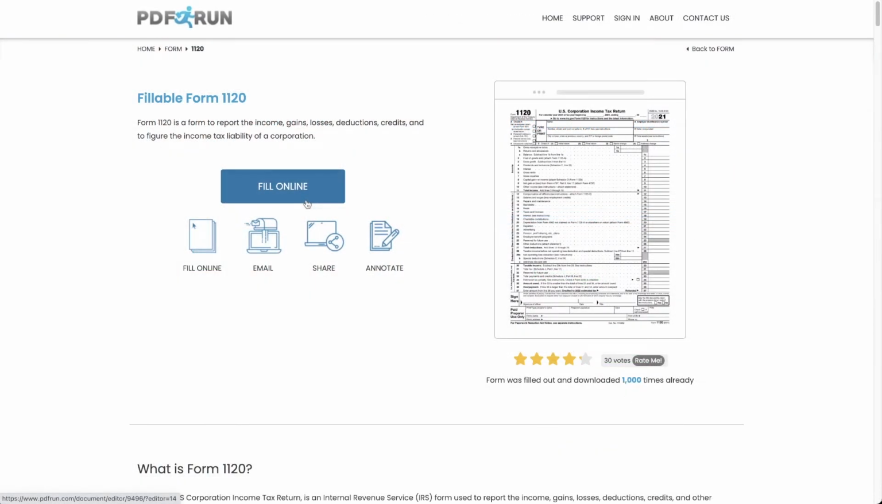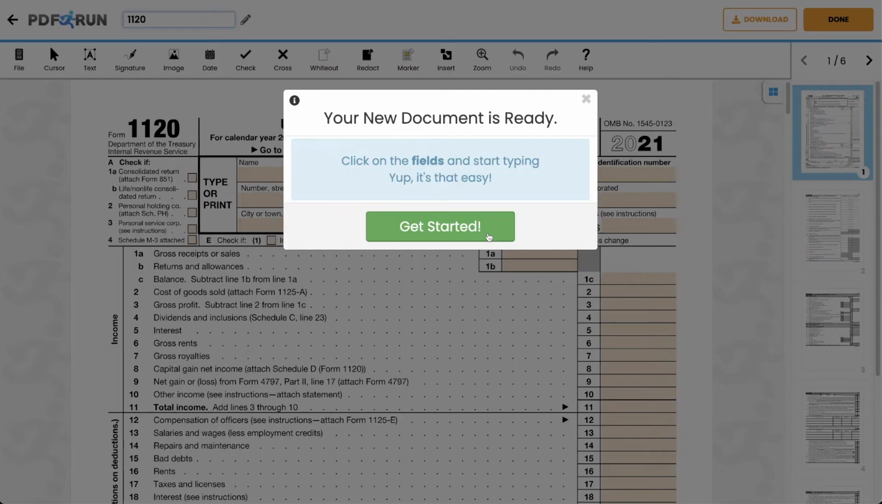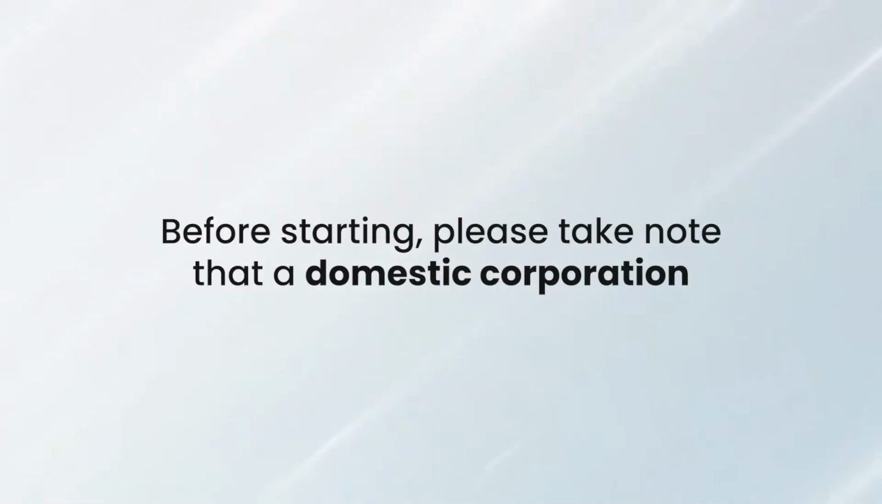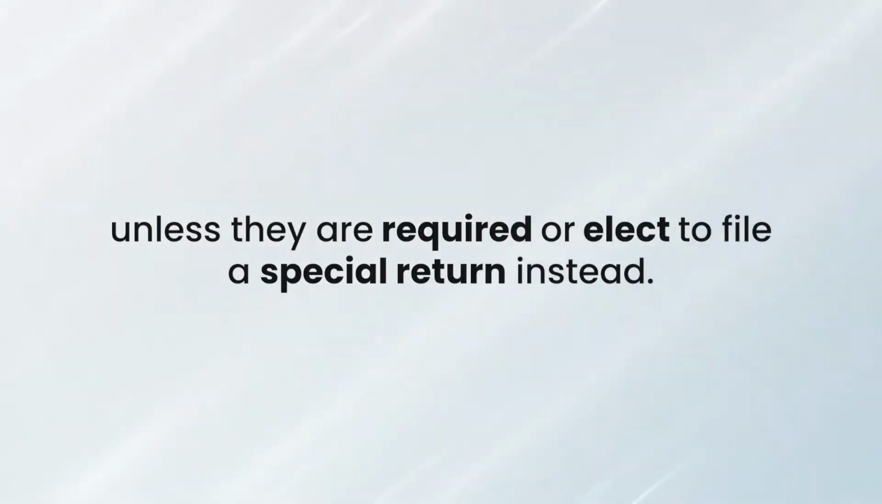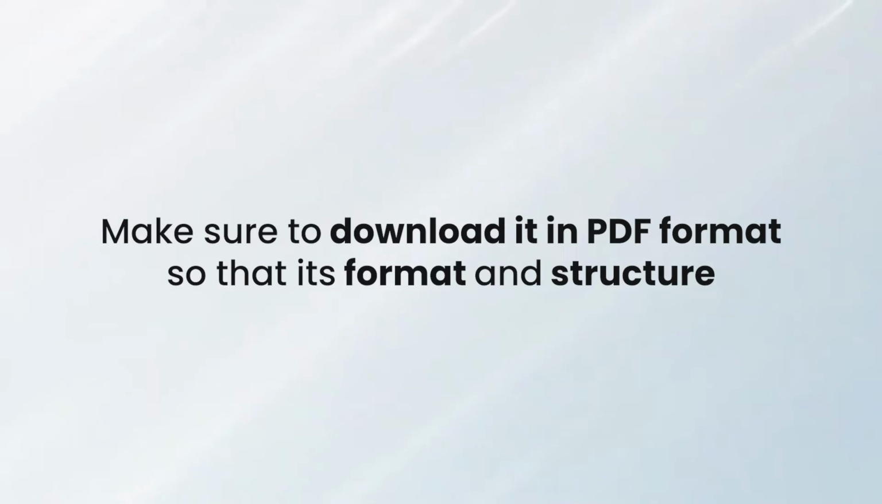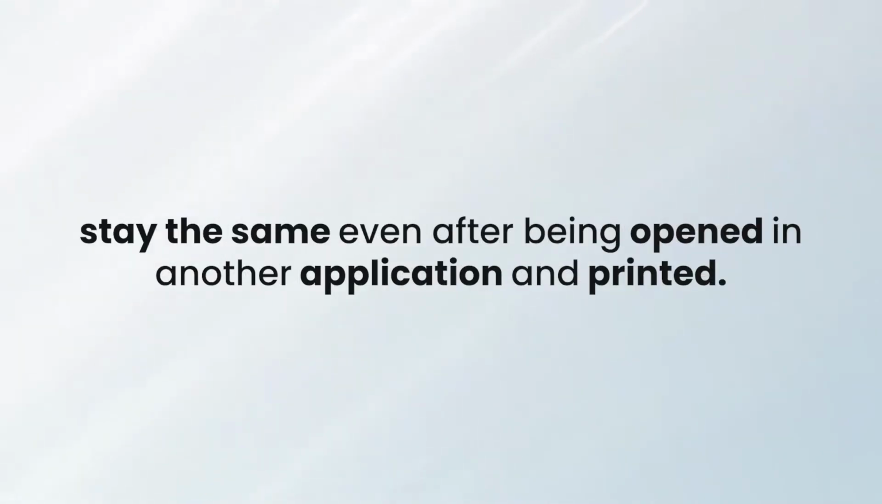Moving forward, to begin filling out this document, click on the Fill Online button. This will redirect you to PDFRun's online editor. Before starting, please take note that a domestic corporation must file Form 1120 IRS whether or not they have taxable income, unless they are required or elect to file a special return instead. Make sure to download it in PDF format, so that its format and structure stay the same, even after being opened in another application and printed.